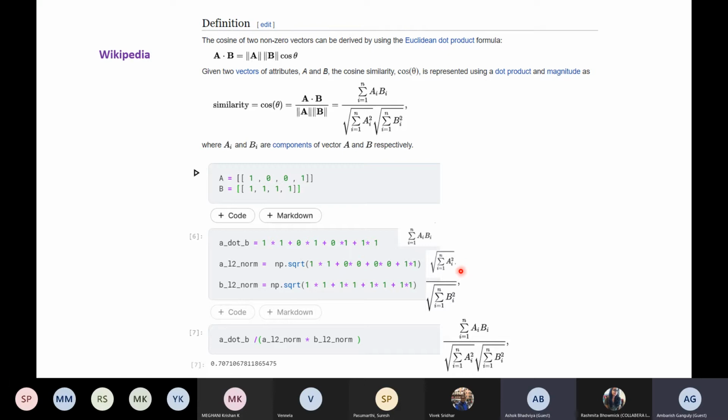a_i squared is even simpler. You just multiply each value with itself, 1 times 1, 0 times 0, 0 times 0, 1 times 1, and then you take the square root. Then you just use a dot b divided by the L2 norm of a times the L2 norm of b. So this is a very standard way. Anyways, I'm just showing you the internals of it. Ultimately, we won't be using all these fancy things. We'll use an sklearn function, which is cosine similarity.